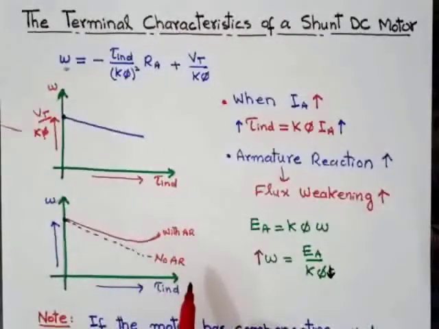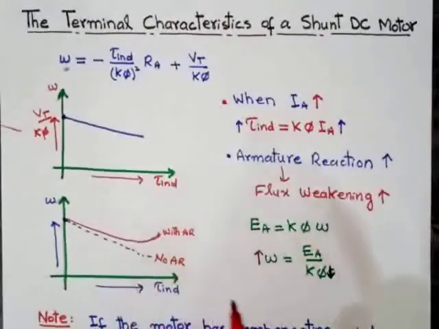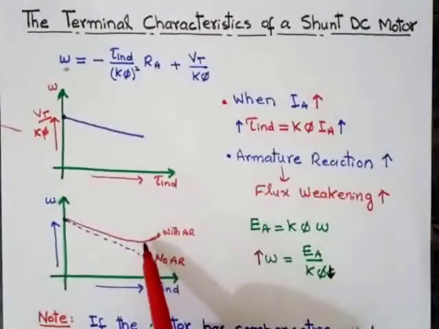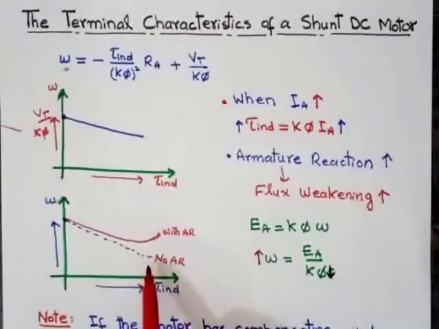If there is no armature reaction, then there will be no problem of flux weakening, and the speed decreases linearly. In case of armature reaction, the flux starts to decrease. As we know, the relationship between flux and omega is inversely proportional, so as the flux decreases, the speed starts to increase. This curve is with the armature reaction, and this curve is with no armature reaction.